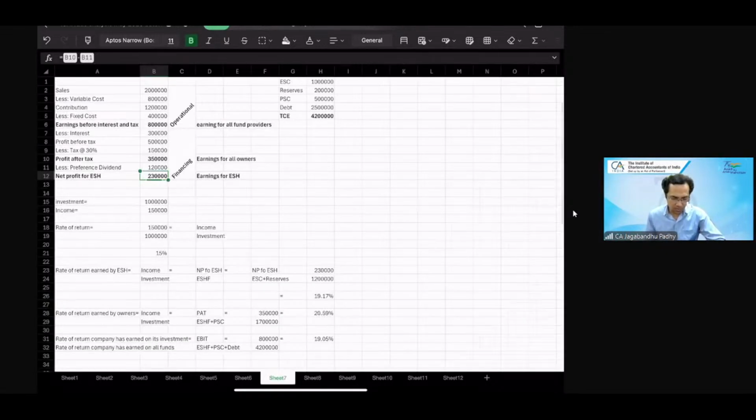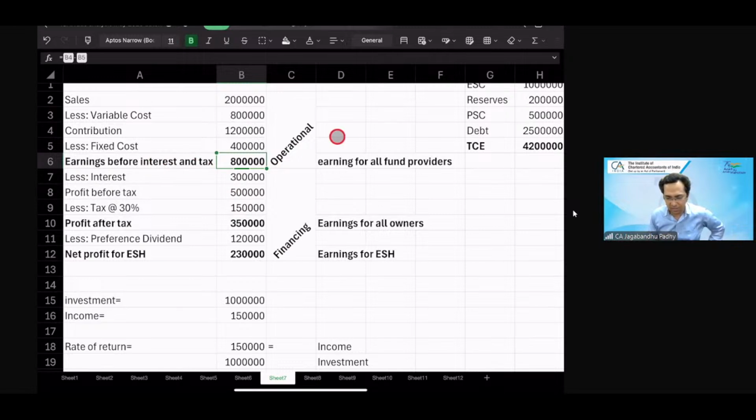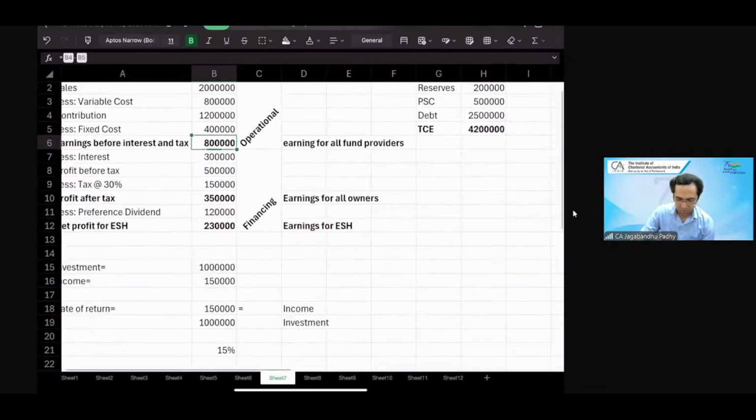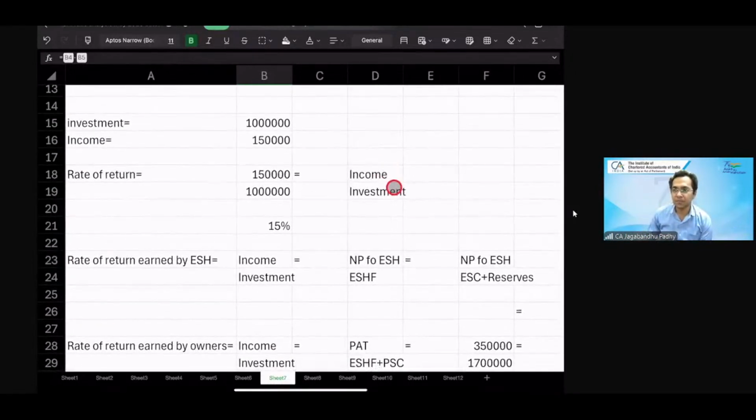After that, we went ahead with the income statement, where we stated that when the income statement is drafted up to EBIT, it is indicating the operational income. And beyond that, everything that happens is financing. So EBIT is basically the earning that is made for all the fund providers. Profit after tax is the earning that is there for all owners, right? And net profit for equity shareholders is the earnings generated for equity shareholders. So when we want to compute the rate of return, we simply compute it as income upon investment. Okay.